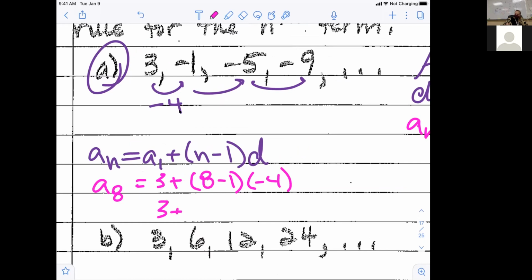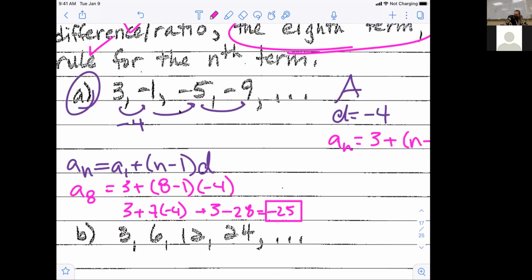So I get 3 plus 7 times -4. So that's like 3 minus 28, which is -25. So a sub 8 equals -25.